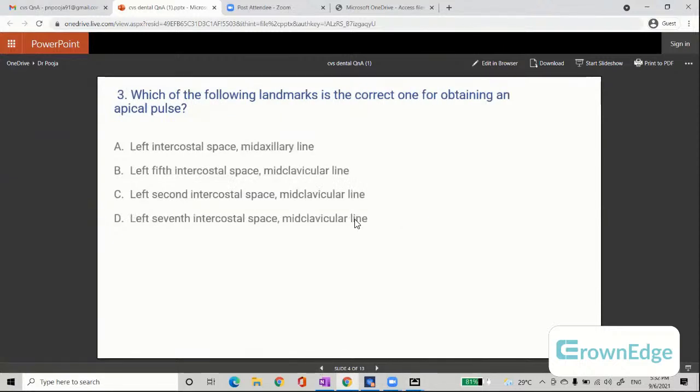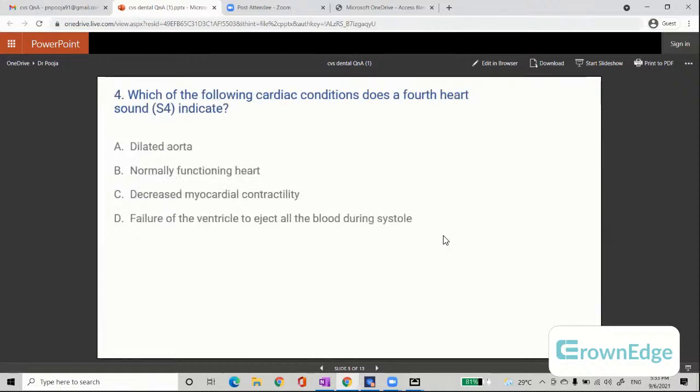But yeah, which one of the following landmarks is correct for obtaining an apical pulse? You all are correct. The answer to question number 3 is option B, that is the left fifth intercostal space, mid-clavicular line. That is the area for the mitral valve. We just discussed that, right? So if you know the concept, whatever the question is, you can easily answer it. Aisha gave the answer 3 times. Yes, you're very correct, Aisha. Let's move on.